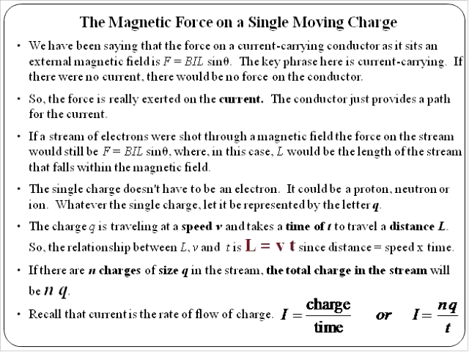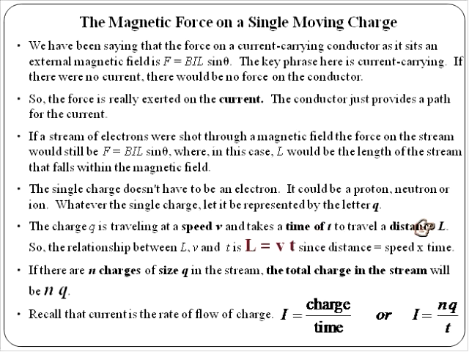But the other important thing to remember is when we're talking about single charges, it doesn't have to be an electron. It could be a proton. It could be a neutron. It could be an ion. It could be lots of things. Anything that has a charge will be affected by that magnetic field. So we're going to call the charge Q. And that charge Q, traveling at a speed v, takes a time of t to travel a distance L.